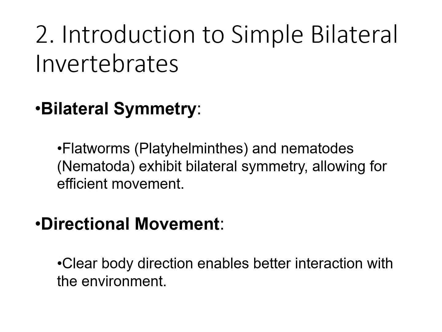Now, let's explore some of the simplest bilateral invertebrates, flatworms and nematodes. Unlike sponges and jellyfish, these animals have bilateral symmetry, meaning their bodies are divided into left and right sides. This symmetry allows for more coordinated and efficient movement. Because of this, they have a clear head and tail direction, which supports directional movement, a key evolutionary step.